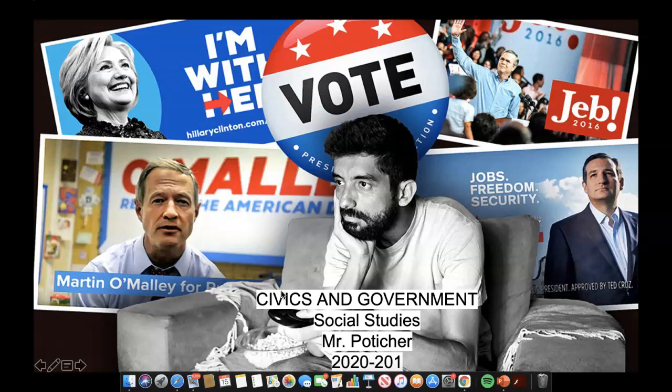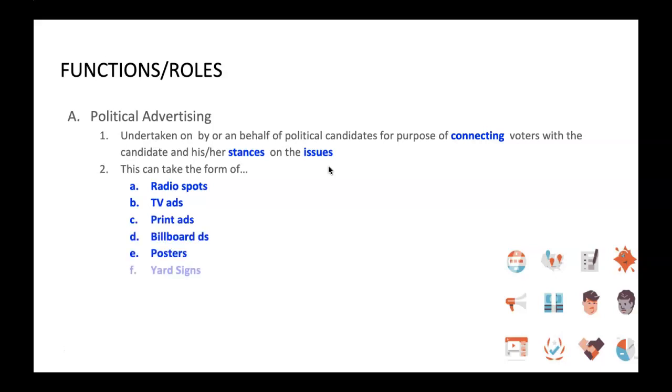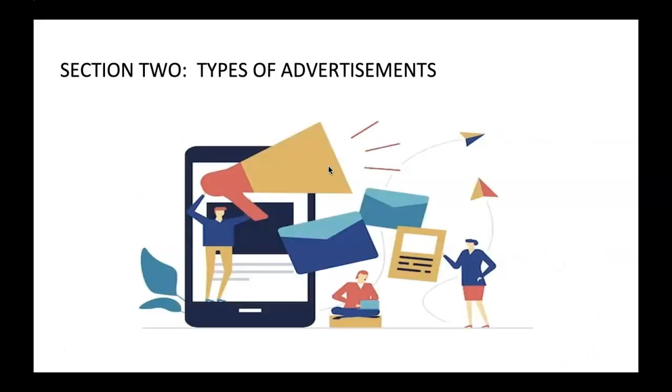Let's begin. The main function of political campaign commercials is in many ways just to undertake an initiative on behalf of the political candidates for the purpose of connecting voters with the candidate and his or her stances on the issues. This can take a variety of forms: radio spots, TV ads, print ads, billboard ads, posters, yard signs, internet ads, and so much more.